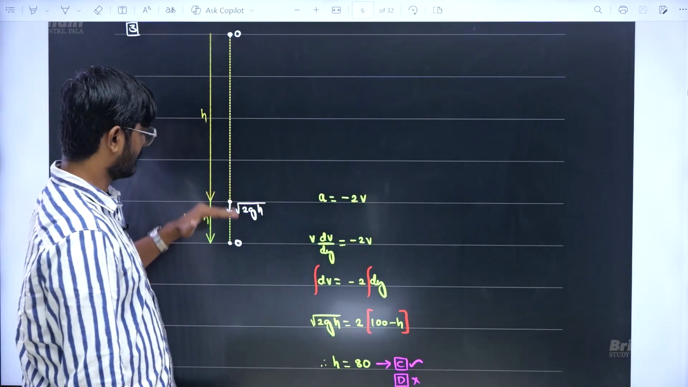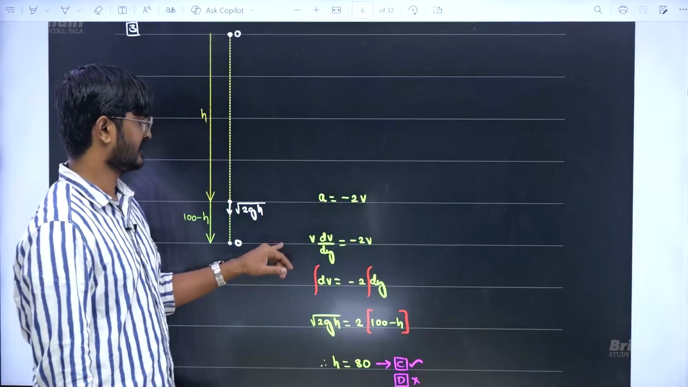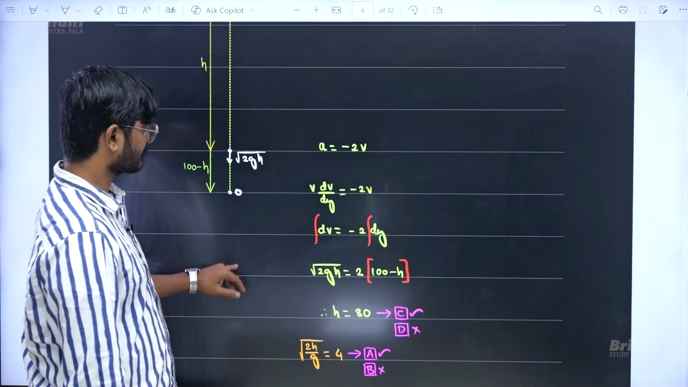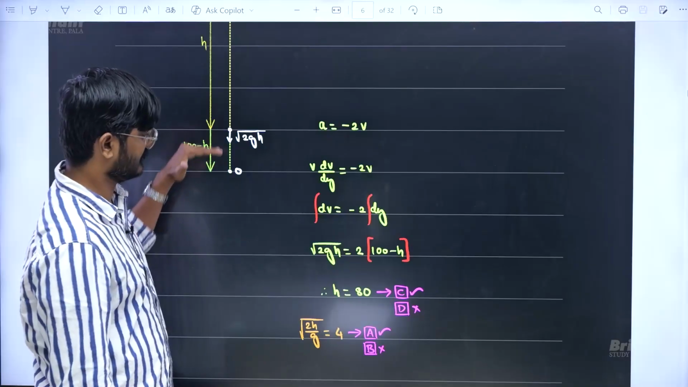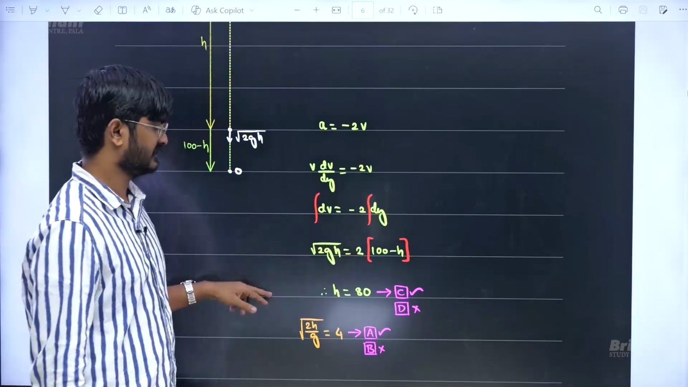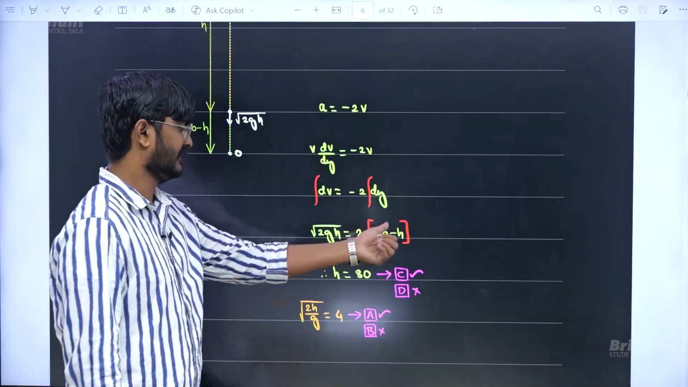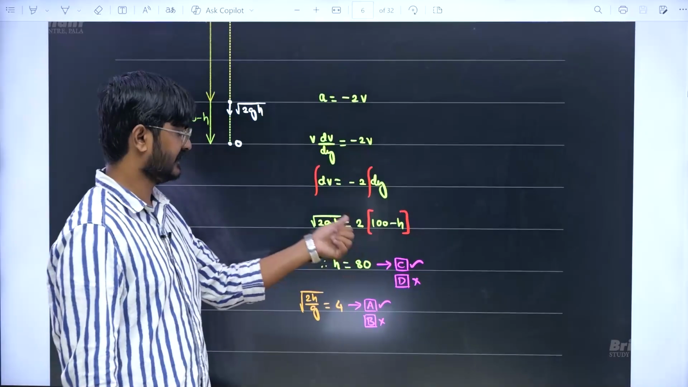After this, he has to travel 100 minus h distance in this kind of motion. Now this one you can write as v dv by dy, then you can integrate, and when velocity changes from here to here, the distance changes by this much. So integration. Now after that you can solve, or you can plug in 80 and you can see RHS and LHS will be equal. So h is 80 will be the answer.